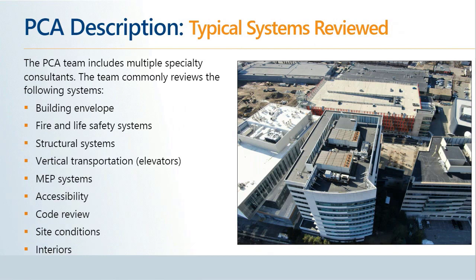The typical systems reviewed for a typical PCA include the building envelope, which encompasses the roof, the facade, plaza, if it exists, the garages, if there are any, either detached or attached, the fire life safety systems such as pumps, sprinkler systems, UL ratings of doors, existence of fire extinguishers, mechanical, electrical, and plumbing items, vertical transportation elements such as elevators and escalators, and accessibility, site conditions, and also, as Ken mentioned before, the interiors are also surveyed.